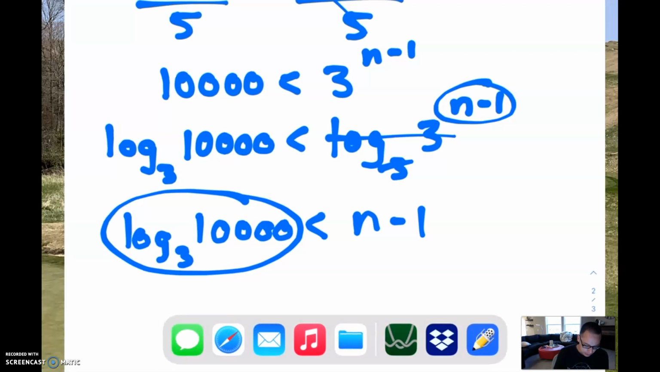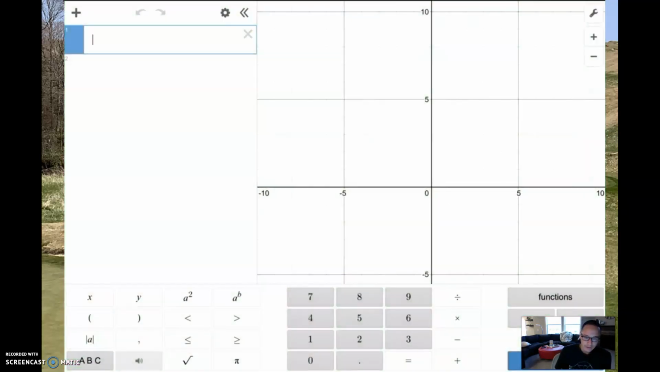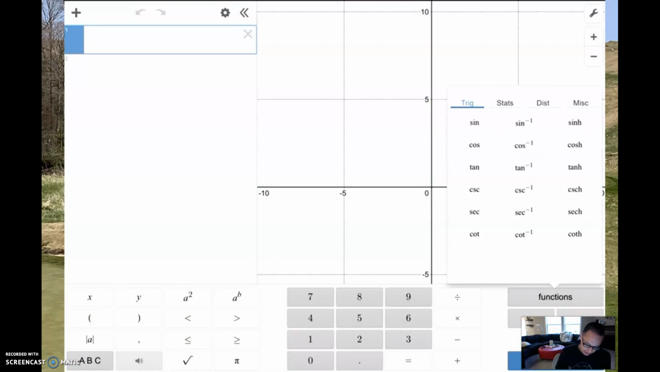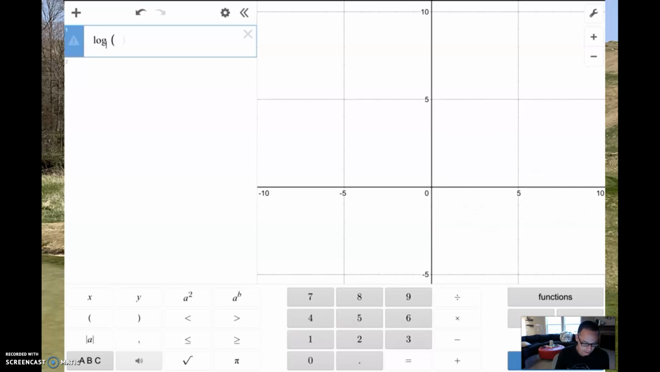So we're going to go to Desmos, and you will see some different functions in here. You can see there's one that says log base A. This one allows you to type in any base you want. So we want log base 3 of 10,000. And then it just tells you 8.38. So you could do that.